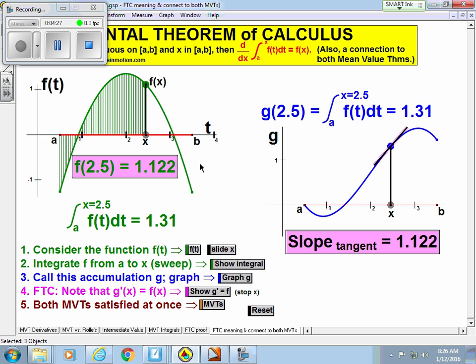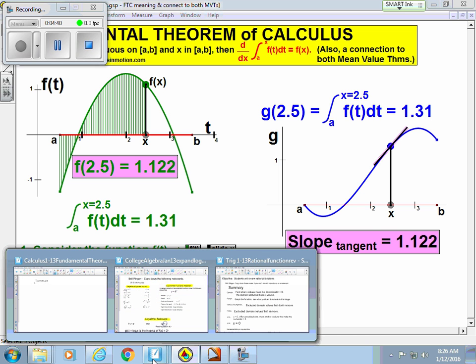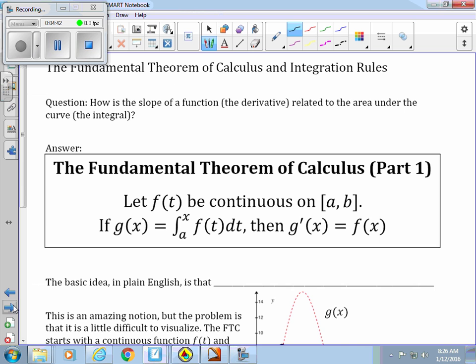Slightly crazy. The derivative and the area under a curve are inverse operations, like an x squared and a square root. They undo each other. Interesting. So, write this down. The fundamental theorem of calculus, part 1.